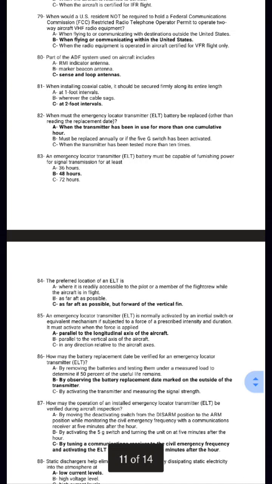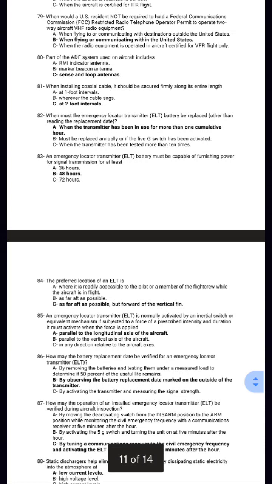Because when a plane crashes, it falls in a couple pieces, right? The tail can fall off, but the forward fuselage stays kind of intact. So you want that antenna sticking out right there, forward of the fin, as far aft as possible. Where's that ELT location? As far aft as possible, but forward of that vertical fin.